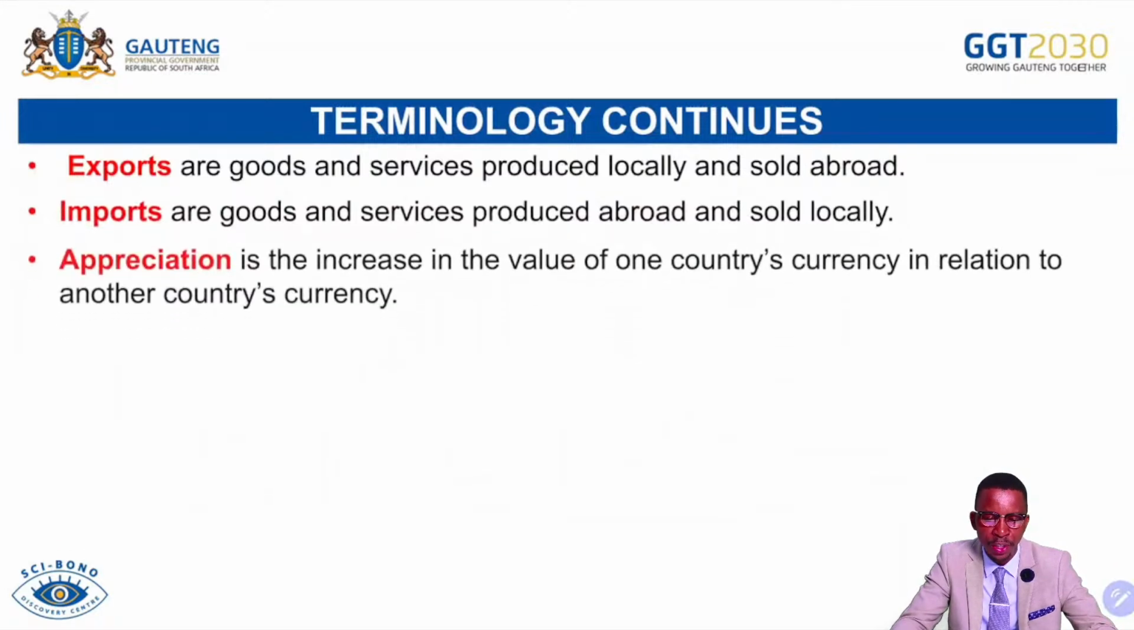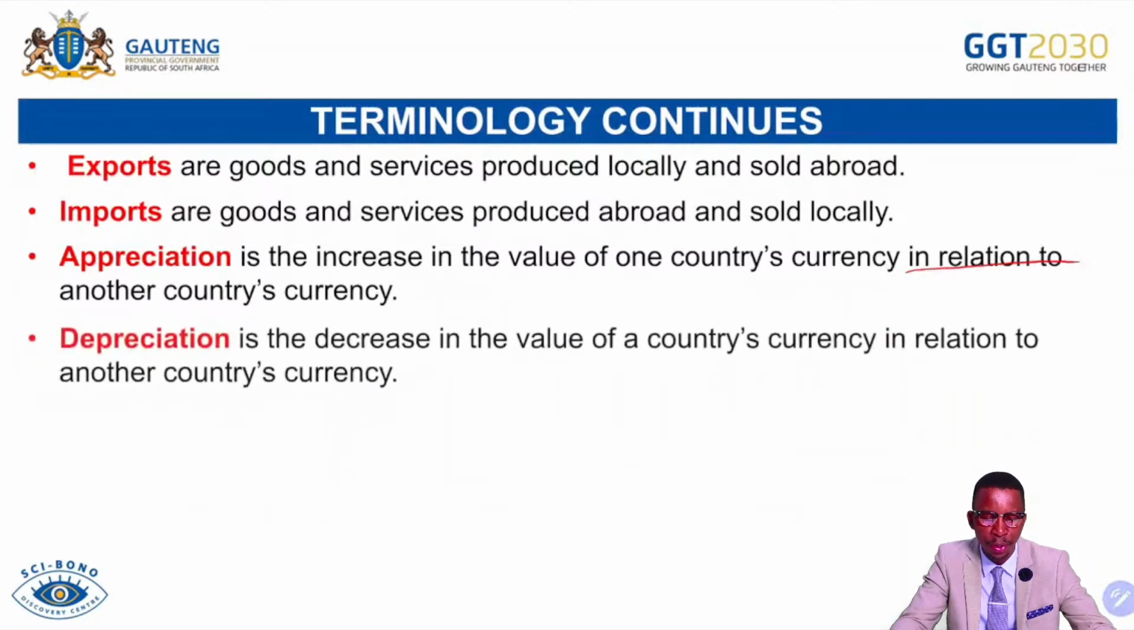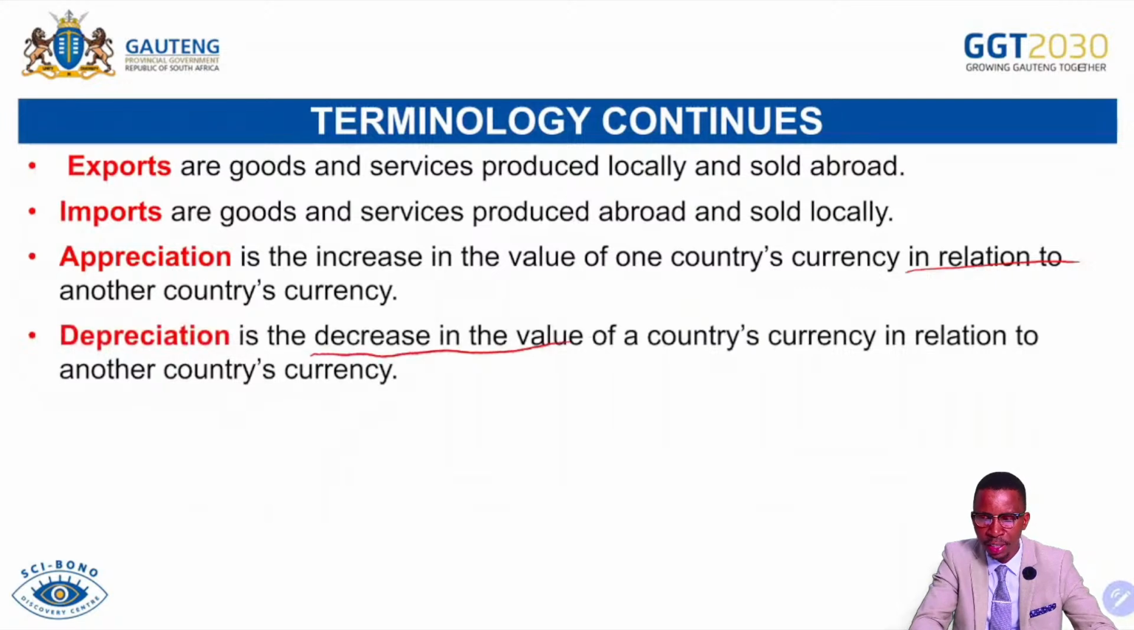And then also appreciation is the increase in the value of the country's currency in relation to another due to market forces. That's an appreciation. Depreciation, the decrease in the value of the country's currency in relation to another due to market forces. Whenever the value of the country's currency decreases, for instance, the rand to the dollar, if the rand decreases its value against the dollar, we call that a depreciation. If ever the value of the rand increases against the dollar, we call that appreciation.